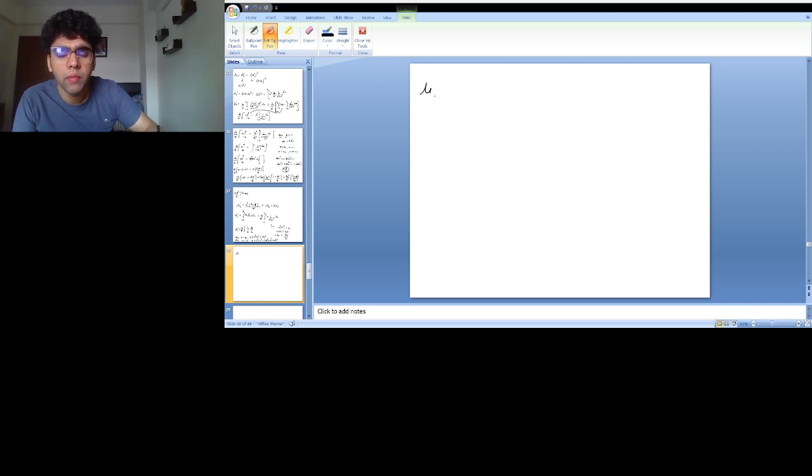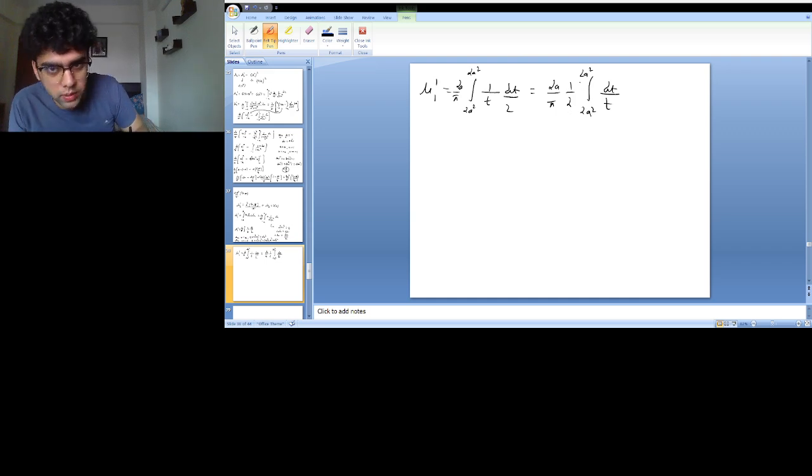my first moment with respect to the origin is 2a upon pi, integral from 2a square to 2a square of 1 upon t dt by 2. I can write this as 2a upon pi into 1 upon 2, integral from 2a square to 2a square of dt by t. Now when my lower limit and my upper limit are equal, I don't have any area that I can integrate over. This means that this is equal to 0.